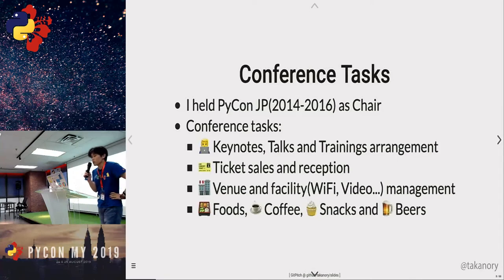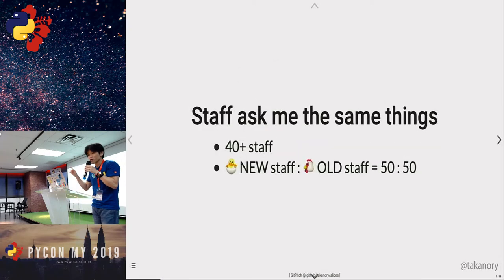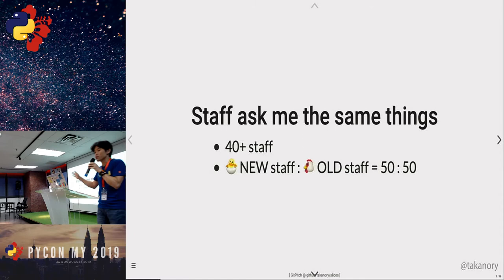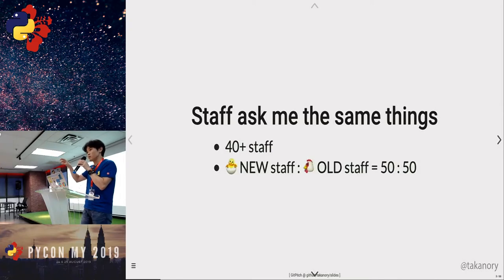I have held PyCon JP for several years in the past. As you can imagine, there are lots of tasks to hold a conference: the keynote, talk members, attendees, ticket selling, the venue and facility management, the food, the coffee, snacks, and beer. Beer is important. And in Japan, we have over 40 staff every year. Half are new staff and half are old staff. The newcomers ask similar things of me, and I send similar messages to newcomers. Where is this document? Where is that information?